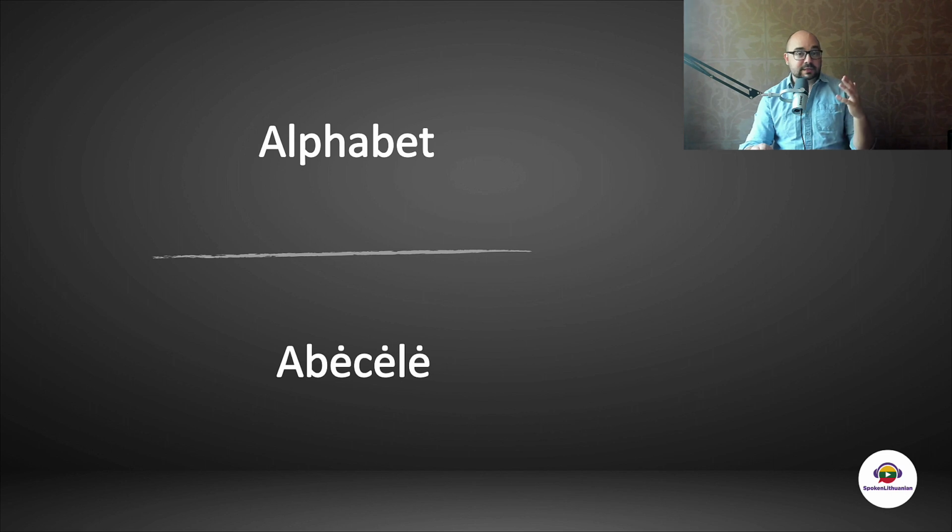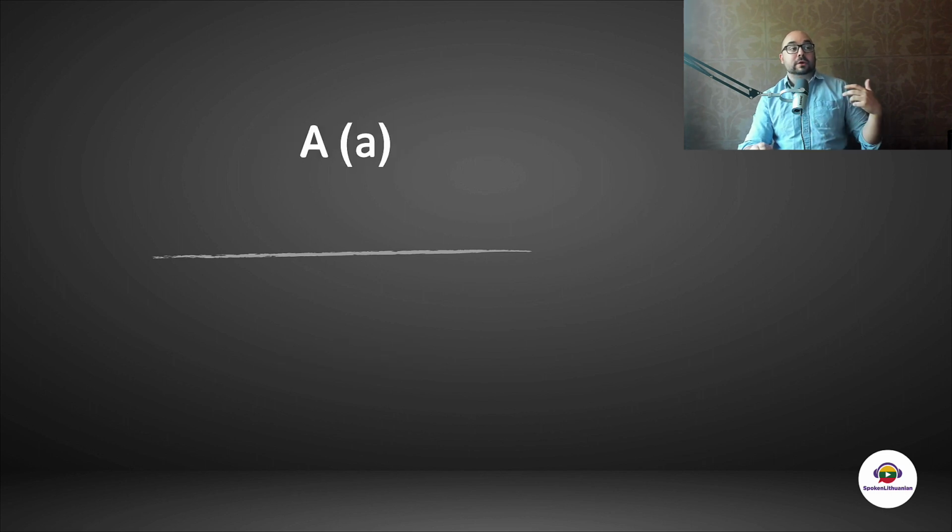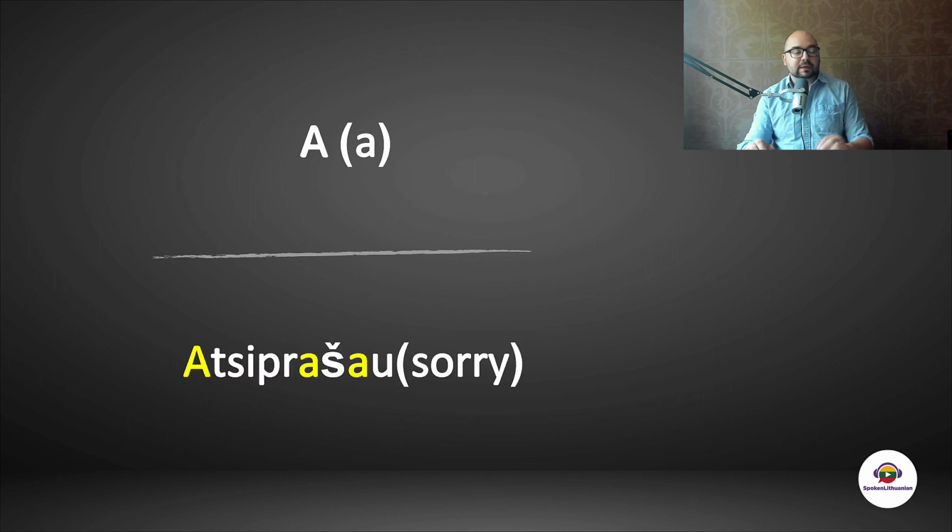And let's work with our alphabet for today, with our abėcėlė. Okay, so let's start with the letter A, which in the English language is basically just A. And we use it, for example, in atsiprašau. Atsiprašau. That means sorry, that means I am sorry.